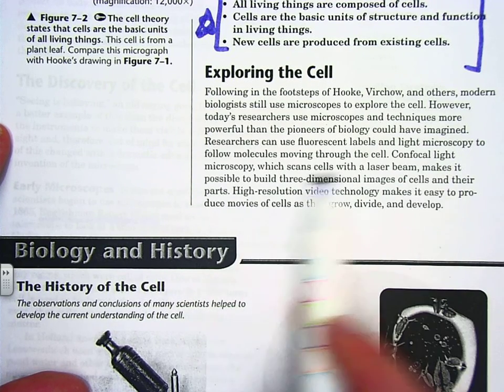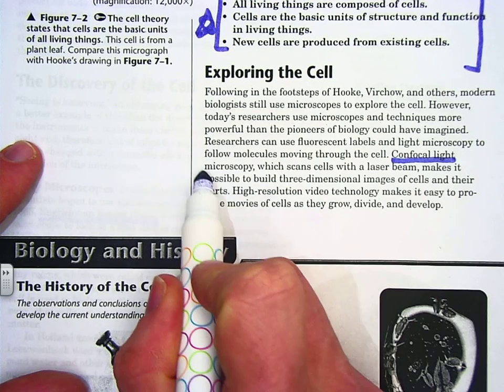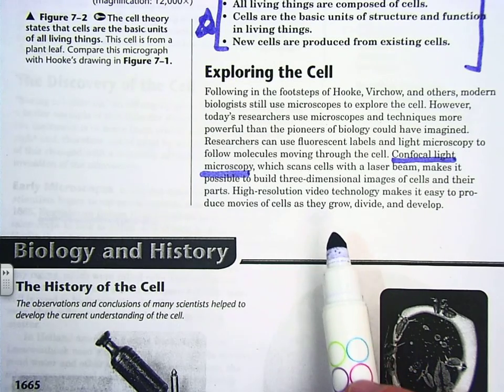Confocal light microscopy. I'll tell you what, if you give me a half-page research paper that you typed, I'll give you extra credit points for that.